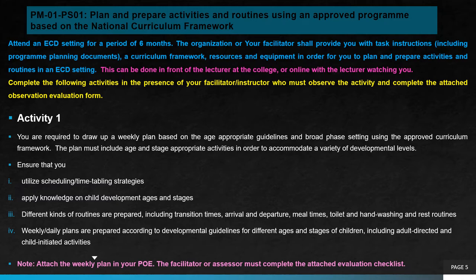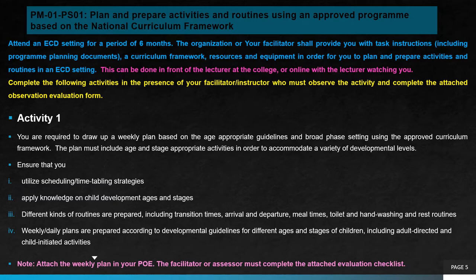All right. The organization of your facilitator shall provide you with task instructions, including program planning documents, a curriculum framework, resources, and equipment in order for you to plan and prepare activities and routines in an early childhood development setting. As I said, this can be done in front of the lecturer at college or online with the lecturer watching you, or you can make a video of it and then present it to your lecturer, and then they will give you feedback.